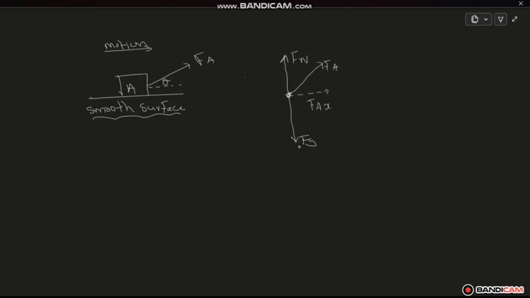What you must look at now is that you show your components whenever FA is pulled. Bear that in mind. Now you show your vertical component of FA. Then as you can see, the surface is smooth, meaning there's no frictional force. So you only have one force that's horizontal, which is FAX. Therefore, positive FAX equals MA.